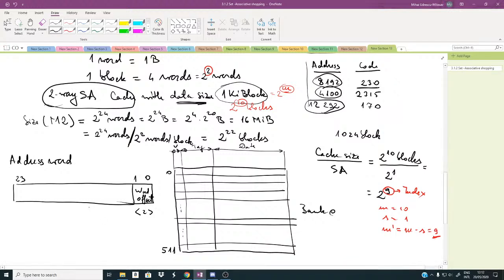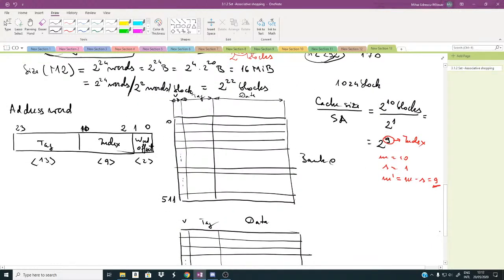Now, let's go further. So we have from 2 to 11, sorry, 10. We are talking about 9 bits over here, so this is the index. And the tag is 24 minus 11, that's 13 bits.